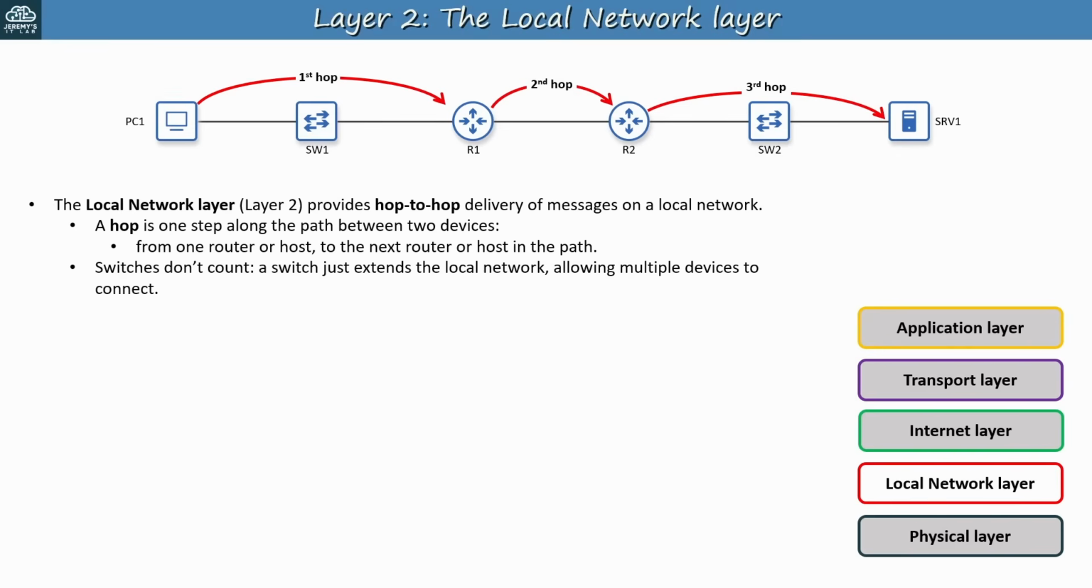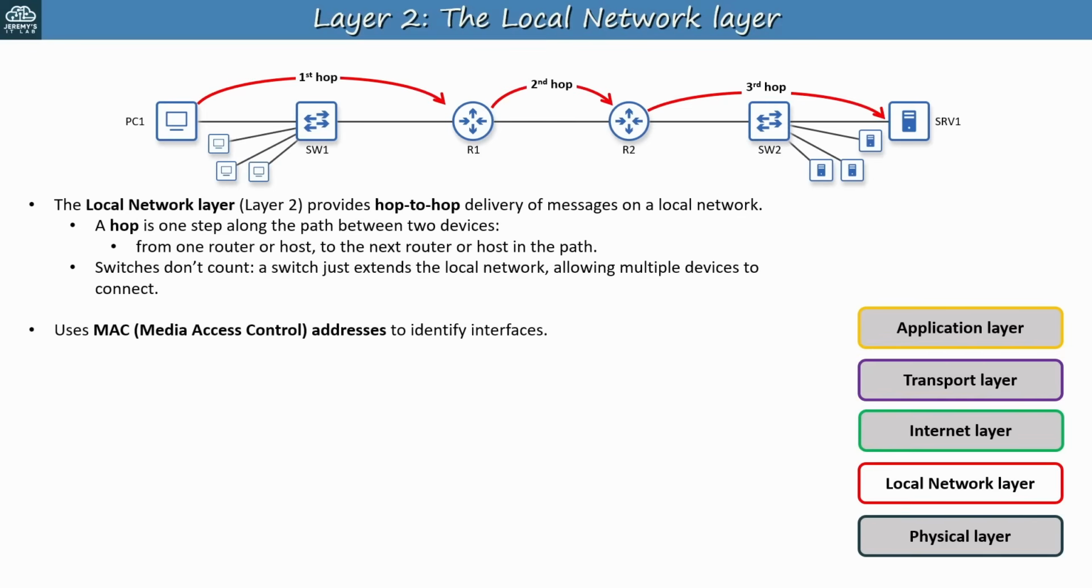To keep the diagram simple, I only show one host connected to each of the switches, but there could be many more connected like this. The switch allows them all to connect to the same local area network. We'll look at switches and LANs in detail in later videos, so don't worry about them for now. Layer 2 uses MAC, Media Access Control addresses, to identify interfaces. Each device connected to a LAN has a unique MAC address for that specific interface.